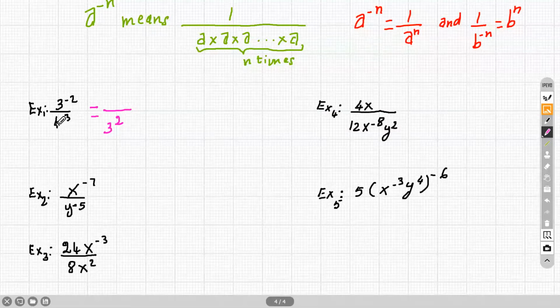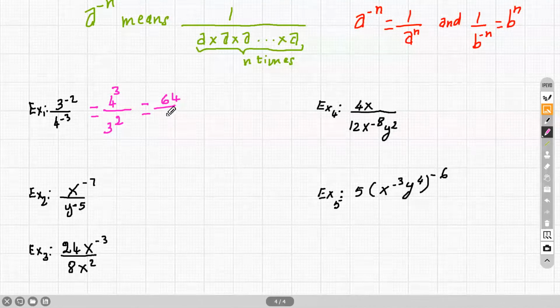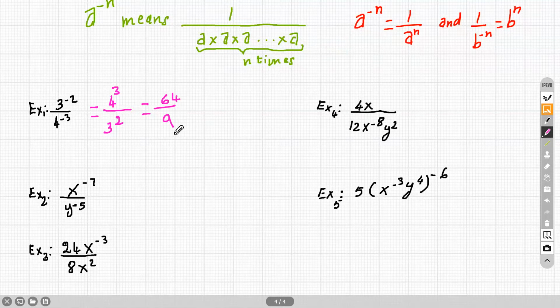And to change this 4 to the power of negative 3, to change the negative exponent, I will move it to the numerator. So that would be 4 cubed, or 4 to the power of 3. 4 cubed, that's 4 times 4 times 4, that's 64. And 3 squared, that's 3 times 3, that's 9. And then I'm done. That's how you apply these rules.